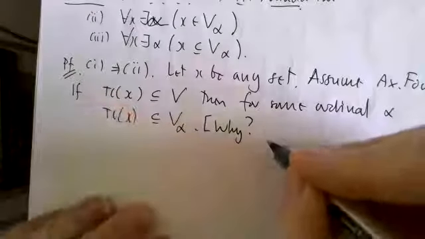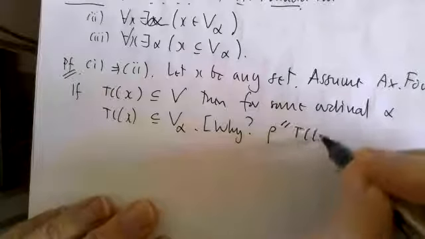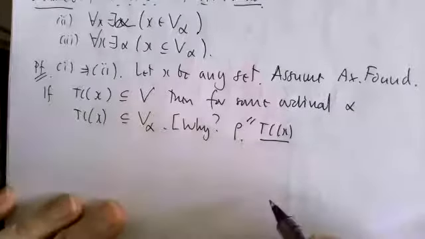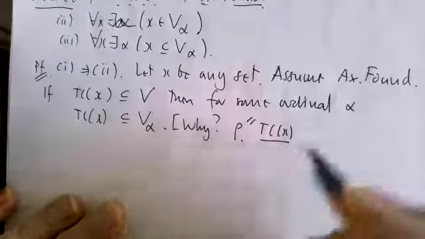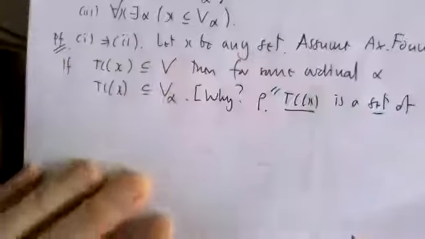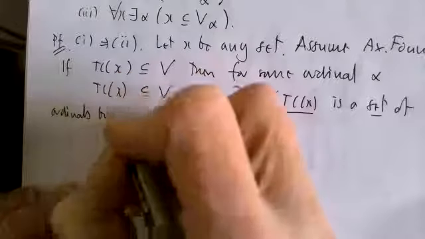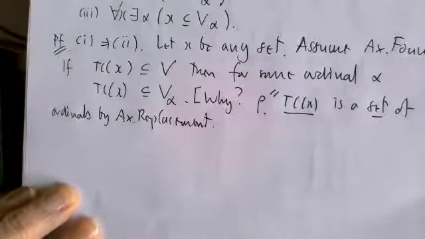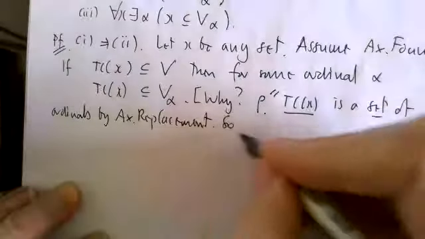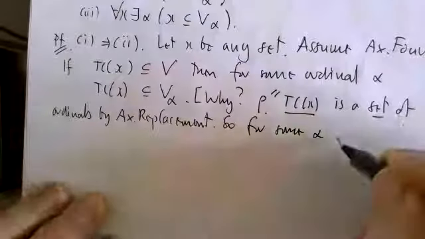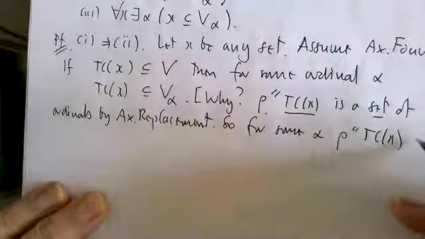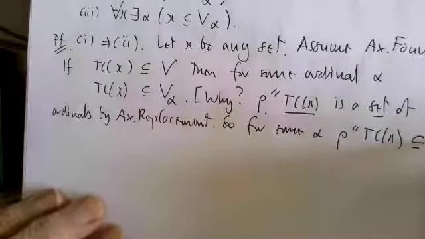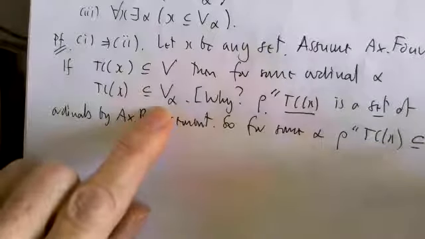If TCX is contained in V, I can look at the rank function applied to TCX. So what I've got here is a set, and I'm applying this function to it. So this is a set of ordinals, by our axiom of replacement. So I can just look at its supremum. So for some alpha, the ranks of TCX are all less than alpha. So that means TCX is contained in V alpha.